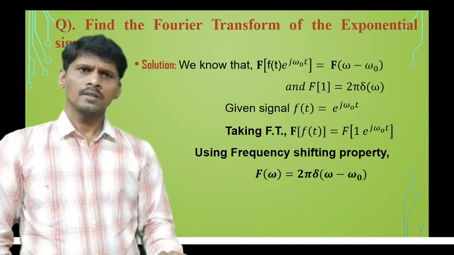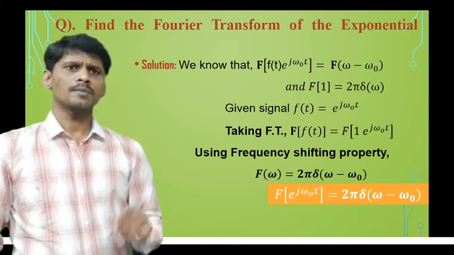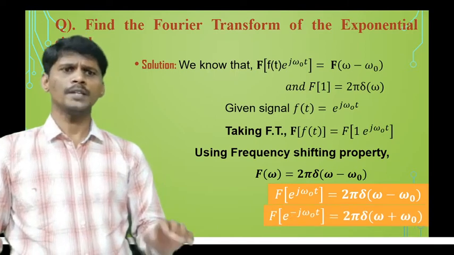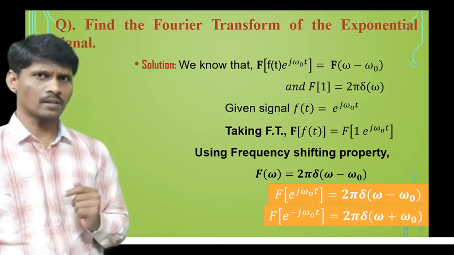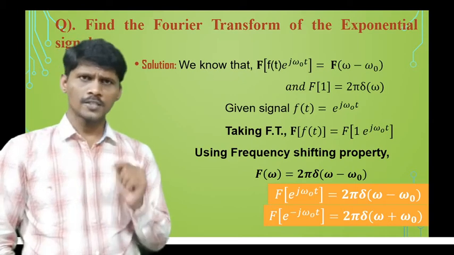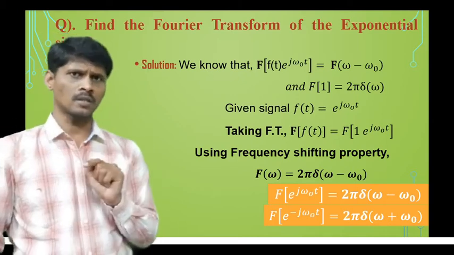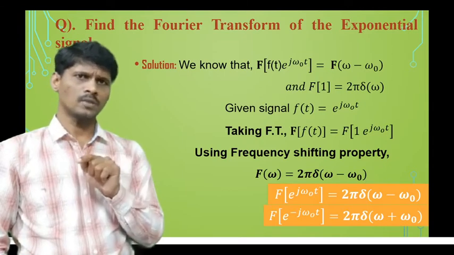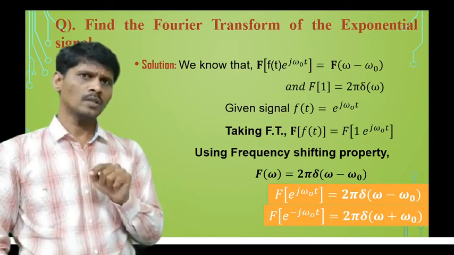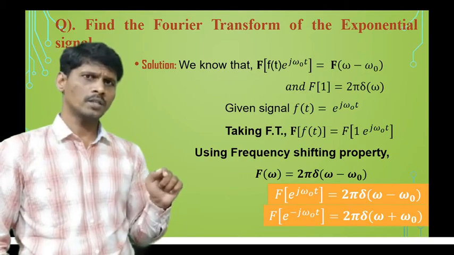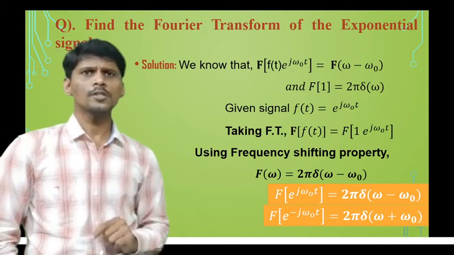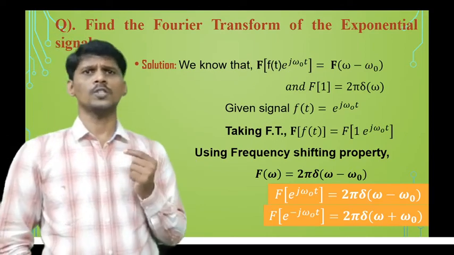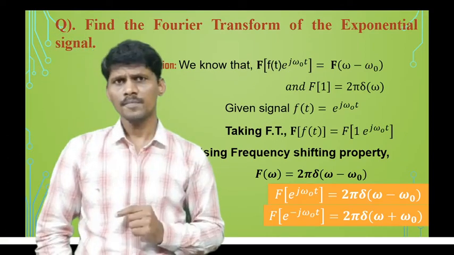Similarly, the Fourier transform of e power minus j omega naught t is 2 pi into del of omega plus omega naught. This example was already discussed in previous classes. In that class, we determined it using another method. Now here we can determine the Fourier transform of the exponential signal using the concept of the frequency shifting property.